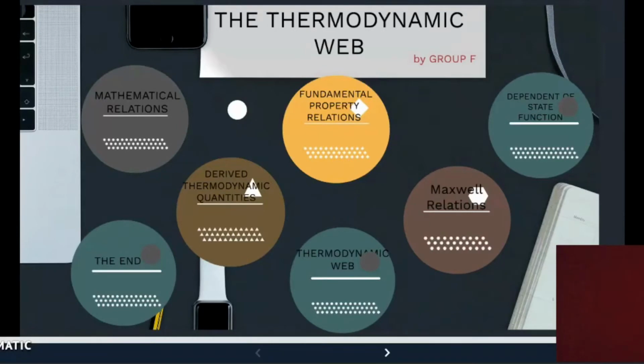Here we are from Group F today, going to do the summary and reflection about the thermodynamic web. Our group task was to study the thermodynamic web and make a reflection on what you understand from the figure of the thermodynamic web. Before proceeding further, our group would like to give a brief introduction about what this web is.